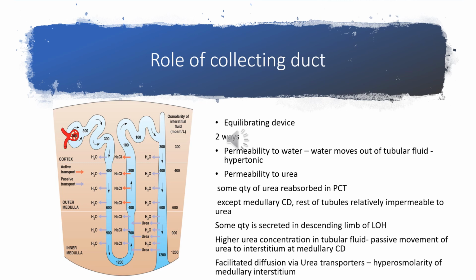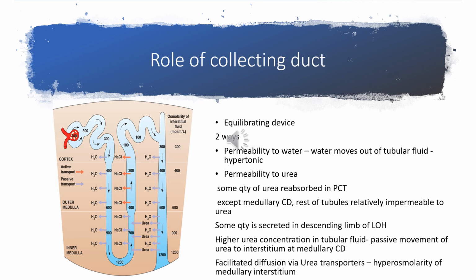So what happens? The concentration of urea in this tubular fluid increases by the time it reaches the medullary part of collecting duct. This higher concentration of urea in the tubular fluid causes a passive movement of urea into the interstitium from the medullary part of collecting duct.